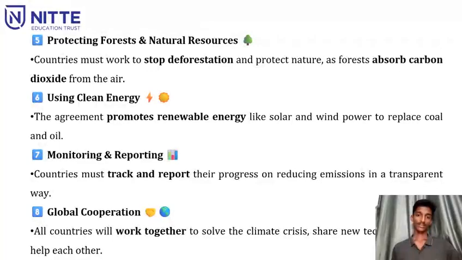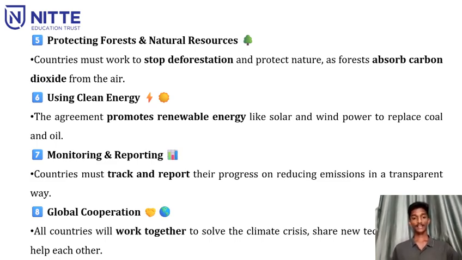Protecting forests and natural resources. This is an obvious factor in climate change because countries must work to stop deforestation and protect nature, as forests absorb carbon dioxide from the air. As we all know, trees give oxygen and take in carbon dioxide, and that is the main process for life. And if that process is getting reduced, obviously climate change would happen, with more health issues, and many wildlife animals would go extinct.